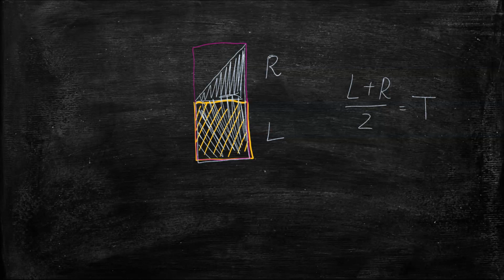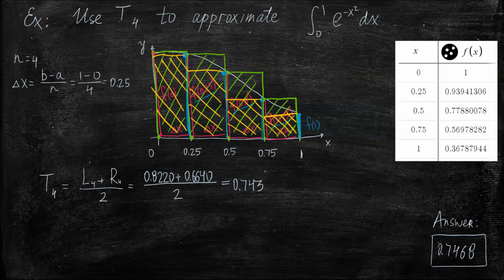So if you already have Ln and Rn, you can easily find Tn by doing this. Now, what if you don't have Ln and Rn? Then how do we find this area? Well, then we'll have to look at what L4 and R4 are.